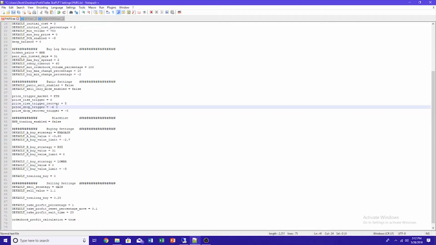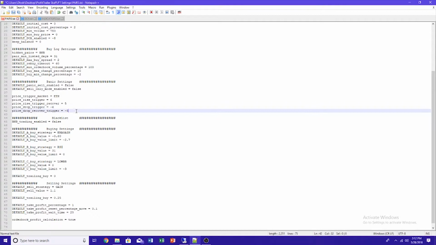So we also have a price drop trigger. This is if Ethereum falls under negative 6%, usually alts are falling as well. We see that in today's market with Bitcoin and Ethereum dropping, alts aren't doing that well. So I have this set to negative 6%. And if it drops below that or hits negative 6%, it will put it into sell only mode. And then just like before, if it rises back up to negative 5% or above, it will start trading again.